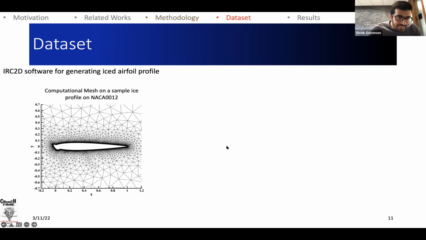For creating the data set, they are using only one airfoil profile, the NACA 0012 profile, subjected to different ice accretion. The different profiles represent different shapes of the icing in this region. This is one of the samples of the computational mesh on one of the sample ice profiles of the NACA 0012 profile.